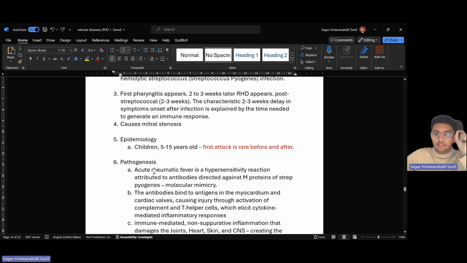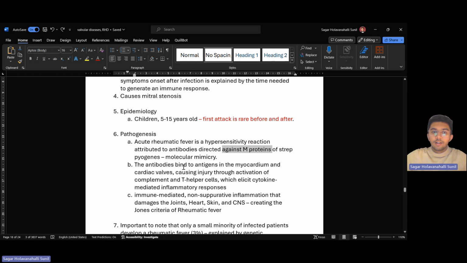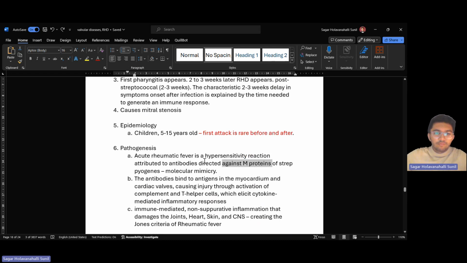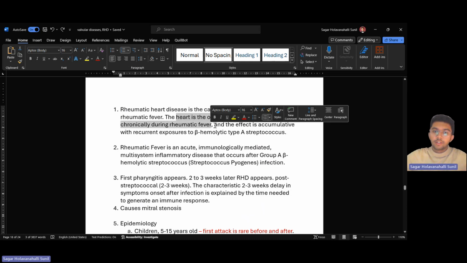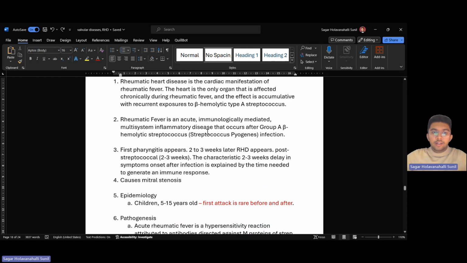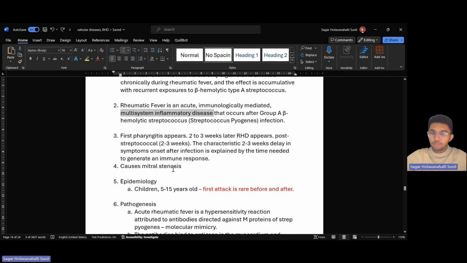So more specifically, there is a hypersensitivity reaction. Our immune system is going to create this hypersensitivity reaction to our heart valves. And these antibodies that are created are actually directed against the M proteins of Streptococcus pyogenes. So the heart is the only organ that is affected chronically during rheumatic fever. Typically, rheumatic fever is a multi-system inflammatory disease that involves many organs. And within these organs, the heart is one of the main ones to get affected. And that's what we're going to focus on more.